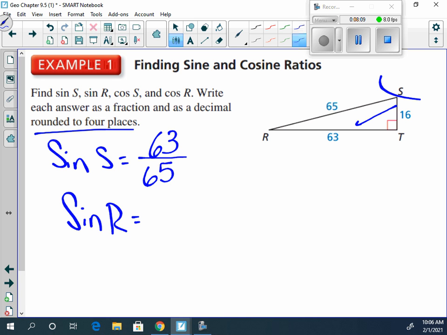Plug it in. Because we can do 63 divided by 65, and the calculator will give this to us as a decimal. And what came after the 2? 3, so we would round down. And that's it. Any questions on this so far? Okay.